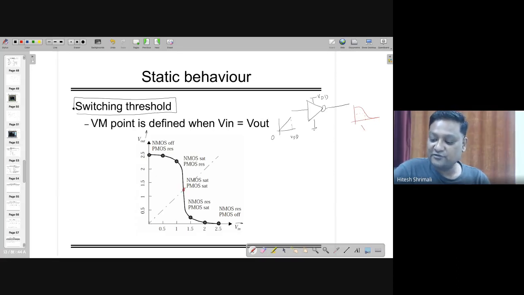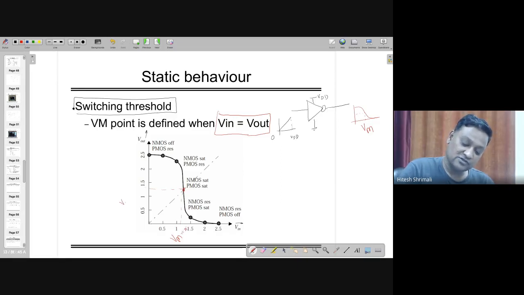That potential we are going to call VM. This is the potential where the output switches from 1 to 0. In this case, Vin and Vout have to be exactly equal. Means if this is 1.25, this also has to be equal to 1.25. This requires some sort of tuning of the NMOS and PMOS. Right now we have not learned it, but when we do the simulation, we will learn that. But let's assume that the switching threshold is the point where Vin equals Vout.